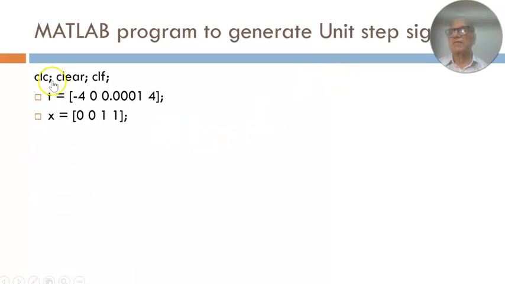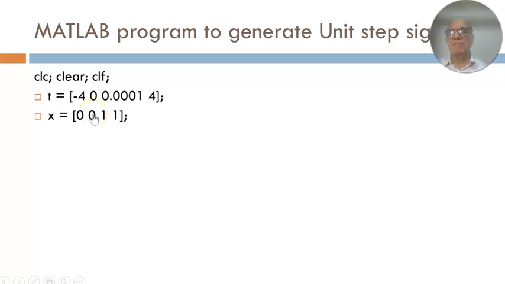So let us study now the MATLAB program to generate the unit step signal. These are, as usual, clear console, clear all the variables, clear figure. And now what we do is we provide the time vector with -4, 0, then 0.0001 and then 4. So let me explain. At t equal to -4, our output, which is stored in x, is equal to 0. At t equal to 0, it is still 0.